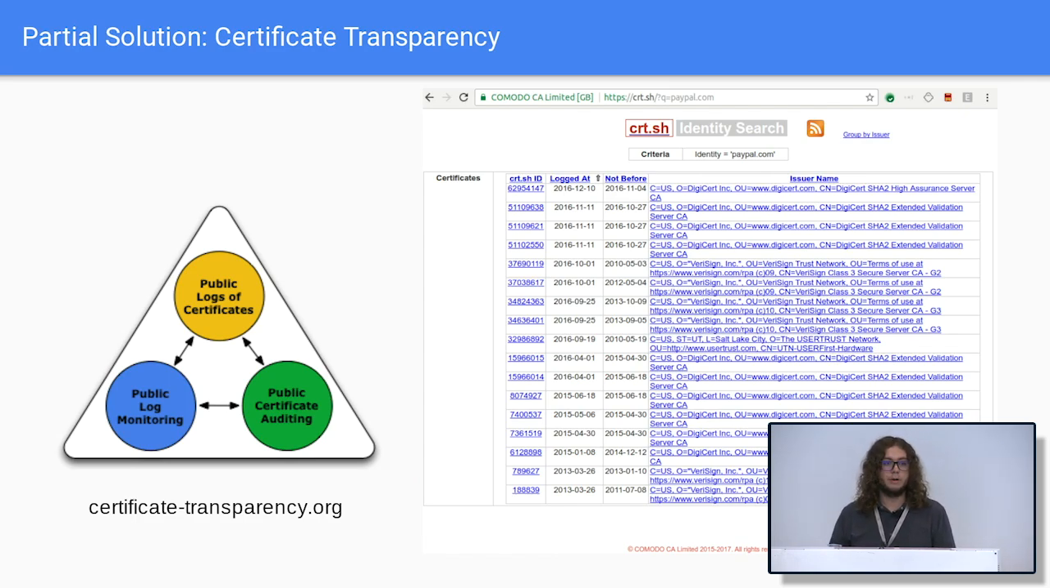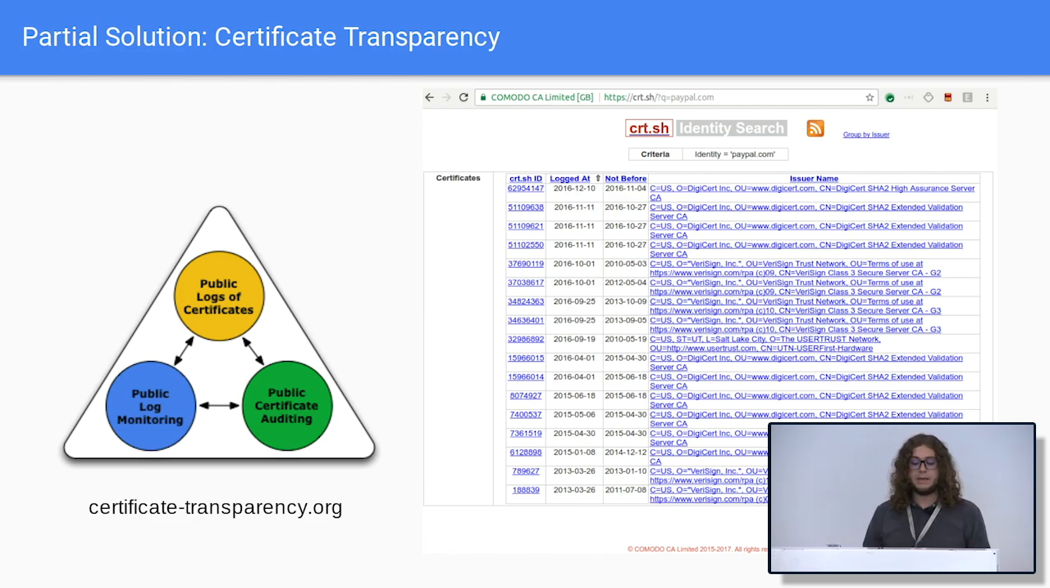Well, one approach to the problem that was actually invented here at Google is to have the browsers require that any issuance of certificates occur in the public view and leaves an audit trail. That way, any attacker that wants to use misissuance just creates a trail, and the misissuance is likely to be caught faster and the certificate revoked. We call this certificate transparency.